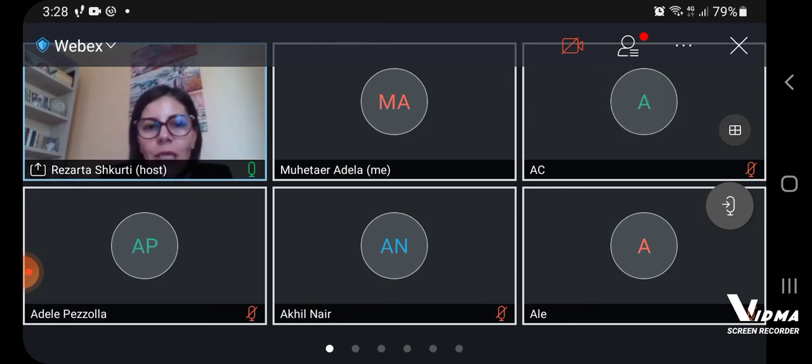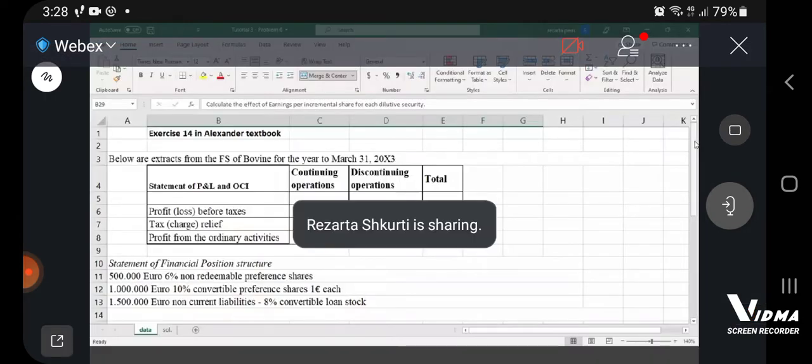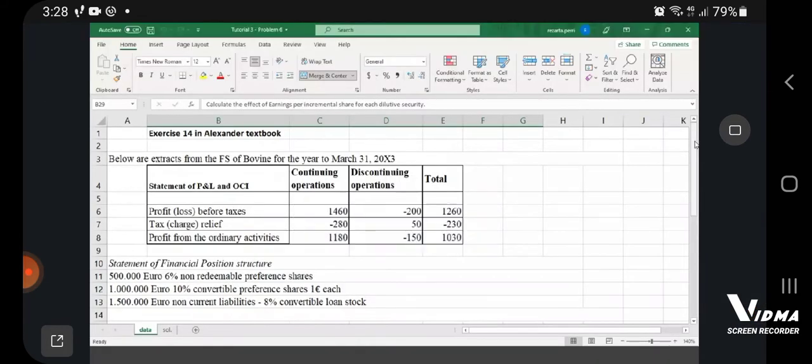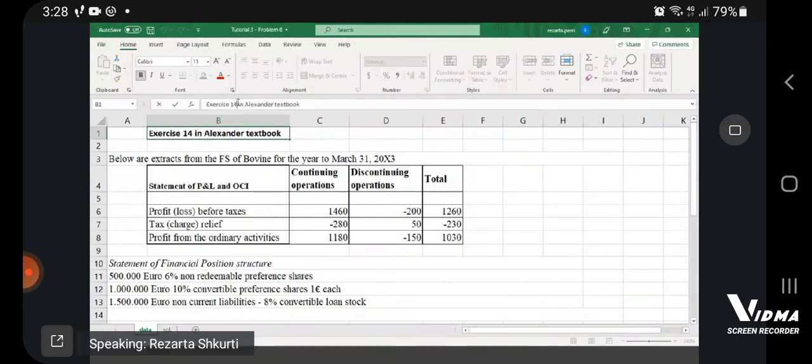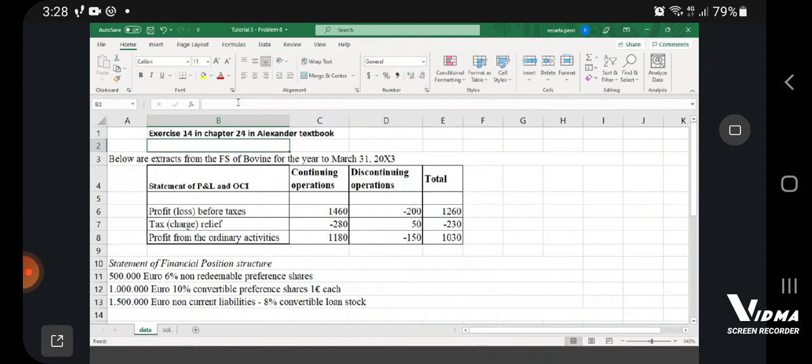So let's jump to the last exercise, and then we'll have time for the segment reporting example, and then we are done for today. This is again an exercise in the textbook that you are working with. Actually, it is exercise 14 in chapter 24. 24 is the chapter covering earnings per share.